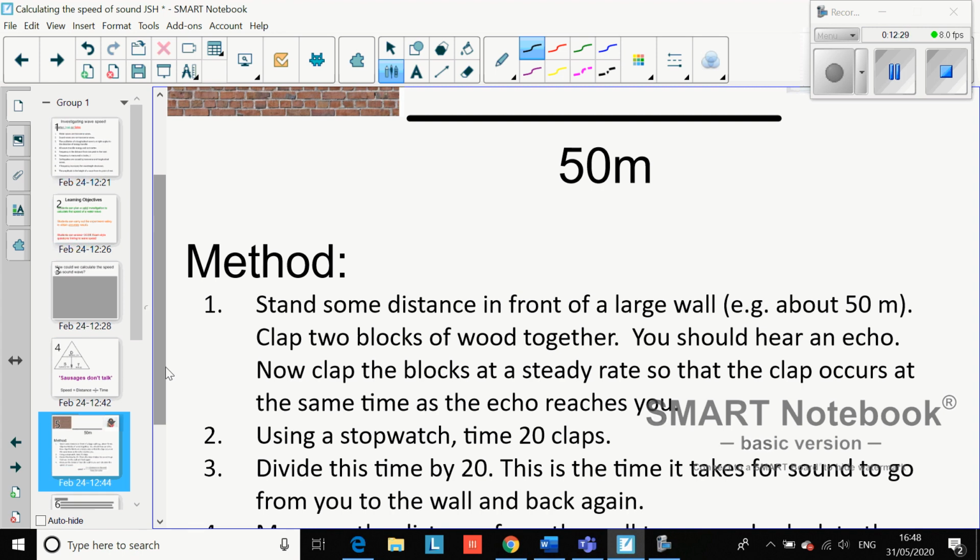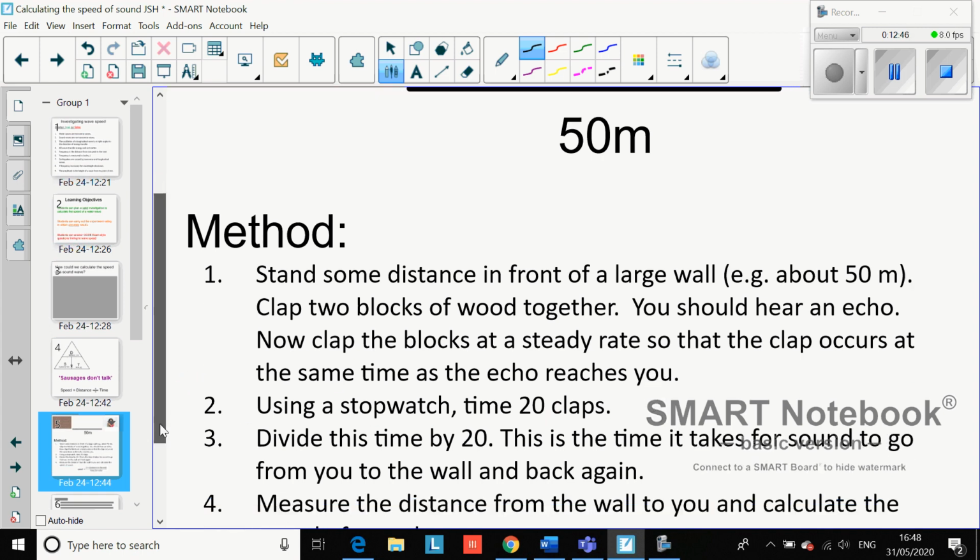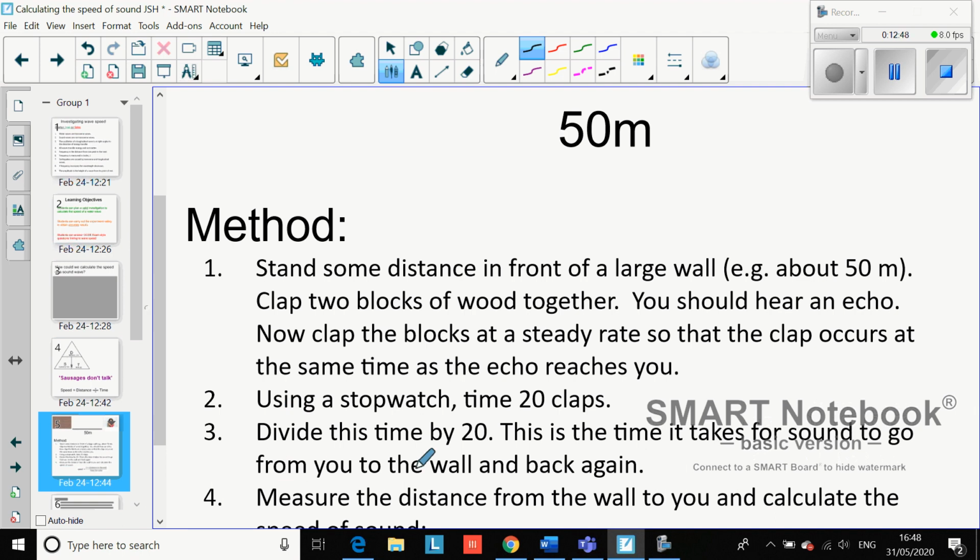So you'll have to try and listen quite carefully. You might need to employ an assistant for that part. Then, using a stopwatch, time 20 claps. Then you divide this time by 20, and that is the time it takes for the sound to go from you to the wall and back again. So the sound will travel from your hands, hit the wall, and bounce back to your ears.